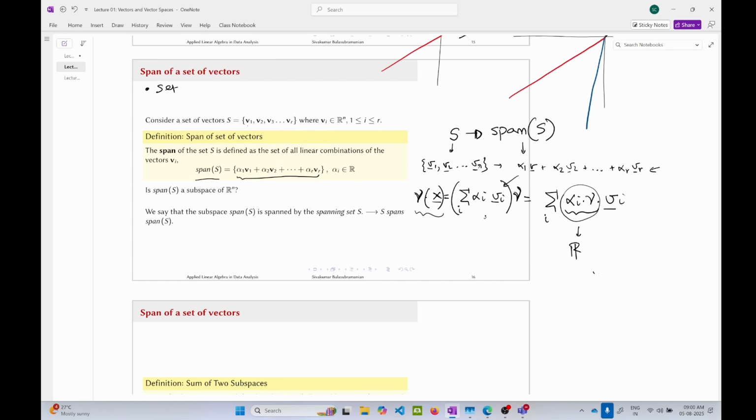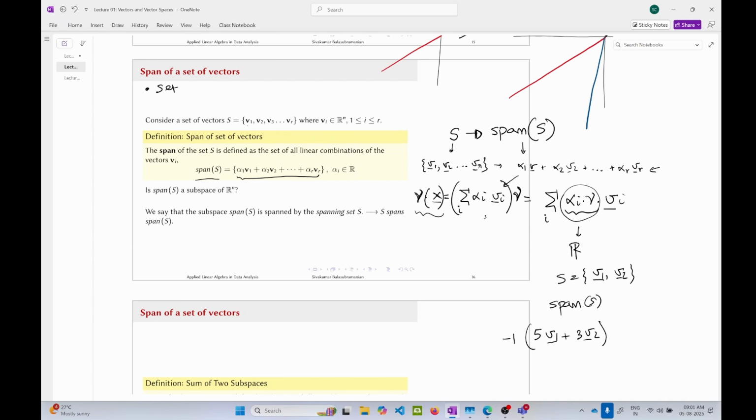Okay. Let's do a simple example. Let's say we only have two elements. This is our S. Talking about span of S, 5 times V1 plus 3 times V2 is in the span of S. That's the definition, because all linear combinations of V1 and V2 are in span of S.